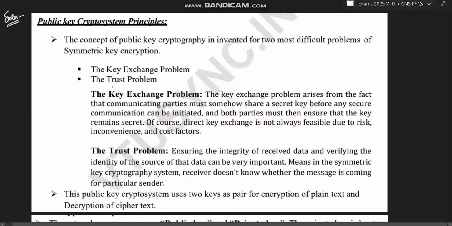So that is another problem, which is the trust problem. The first one is the key exchange problem, where the key can be leaked. The second is the trust problem, where the traveler can alter the data in between. Because of these two things, we have to design a crypto system which will be secure against them.